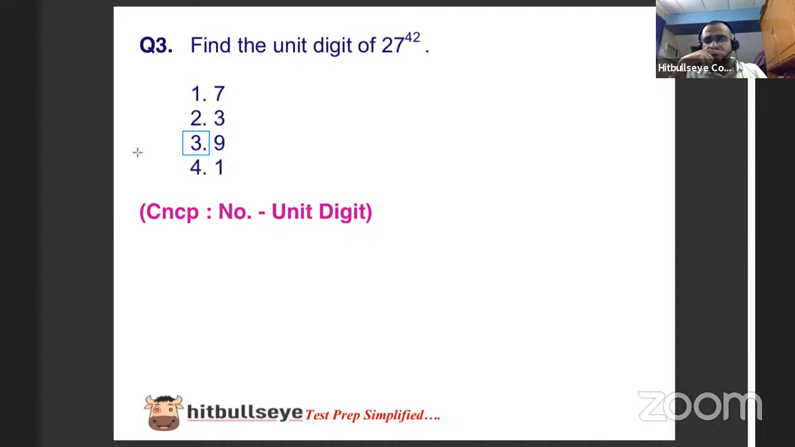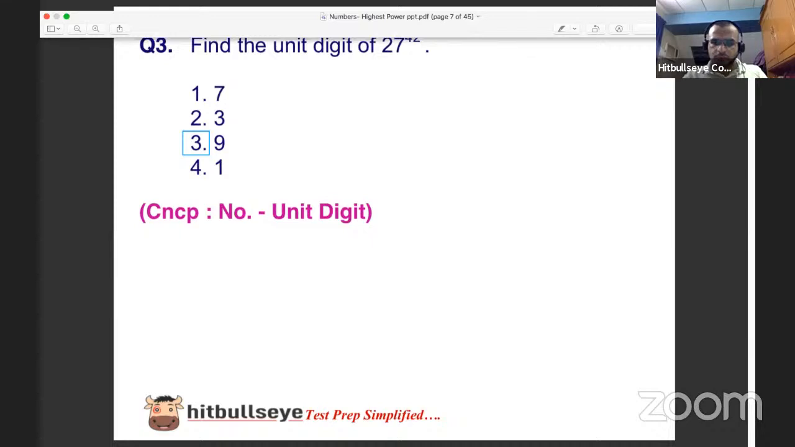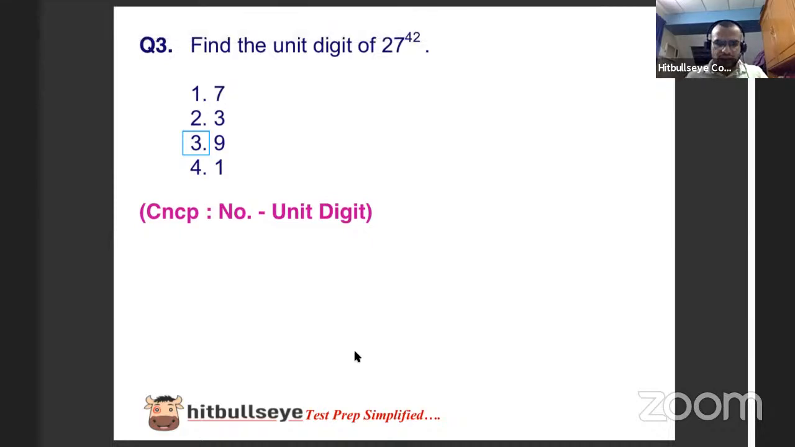Last 15 seconds we will discuss. Smehan is also saying third option. Ruby, please tell me what answer you are getting. Ruby is getting option 4. Okay, let's check.